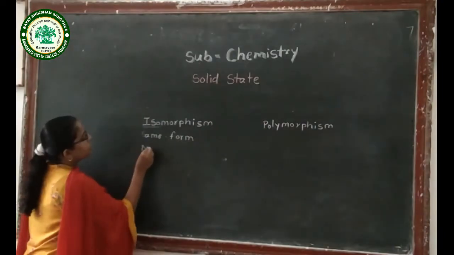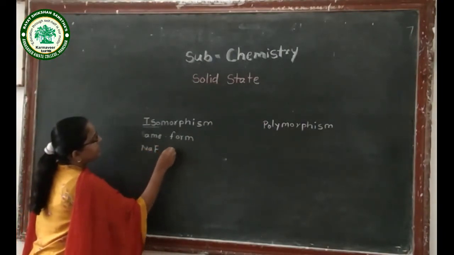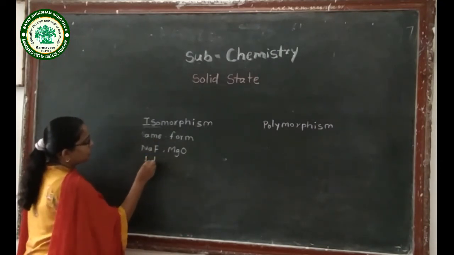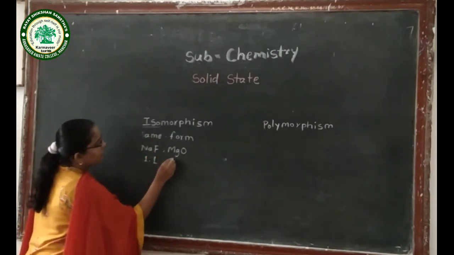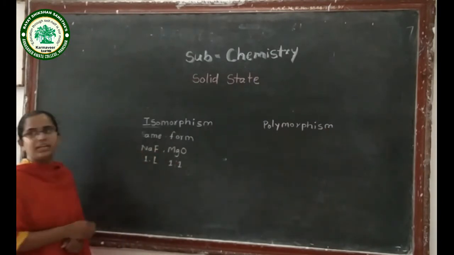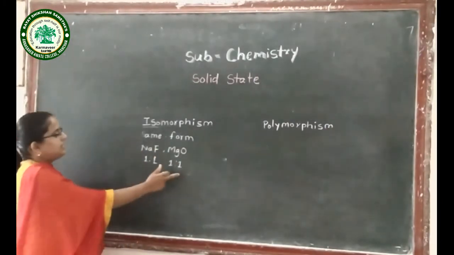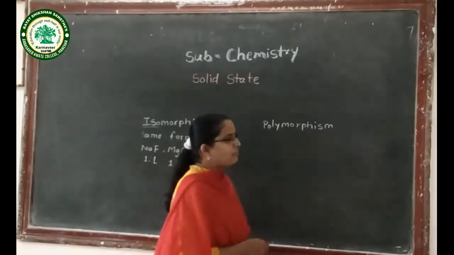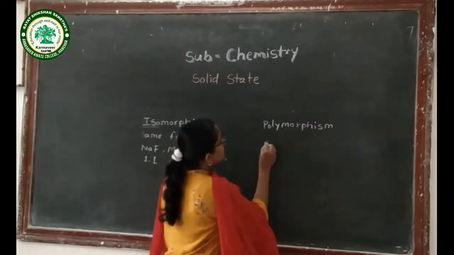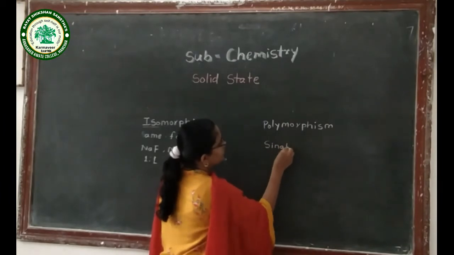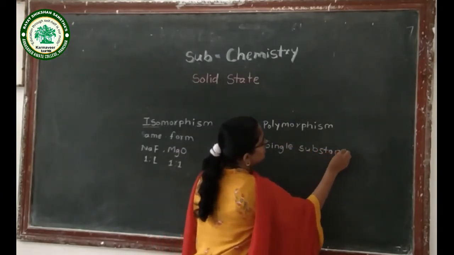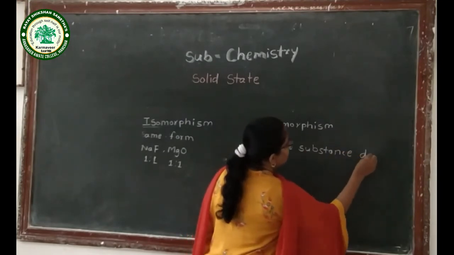For example, sodium fluoride and magnesium oxide. Its atomic ratio is sodium 1:1, magnesium oxide 1:1, means atomic ratio is same. This is the example of isomorphism. Next is polymorphism. Polymorphism means a single substance shows different forms.